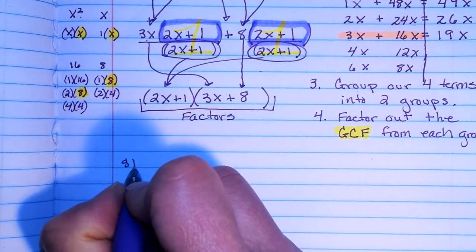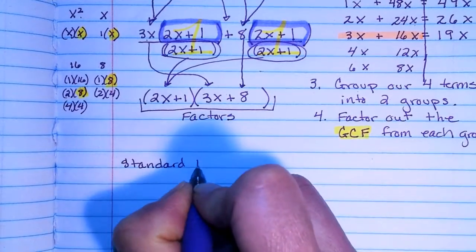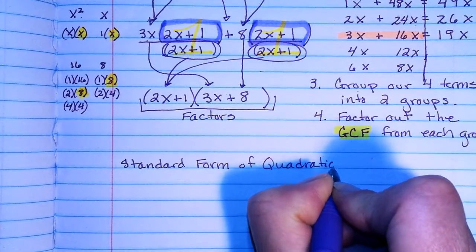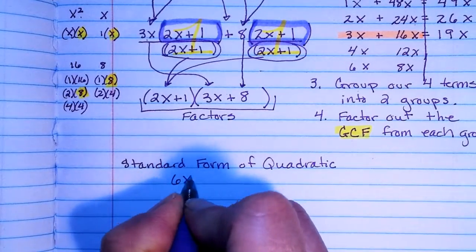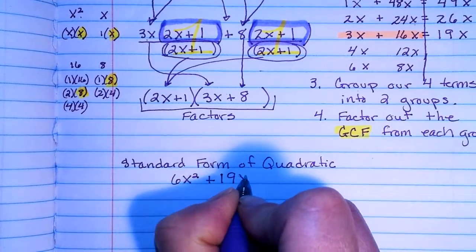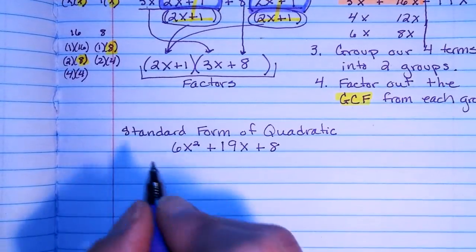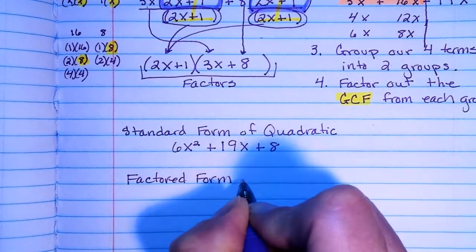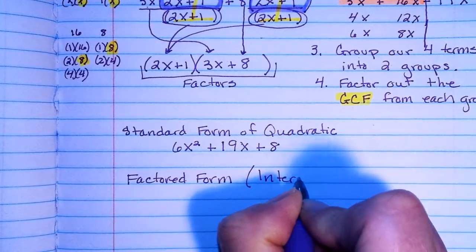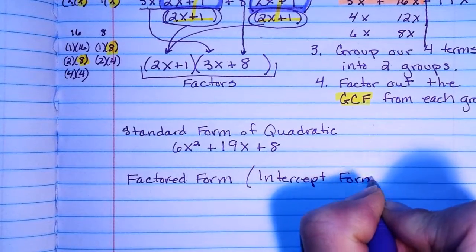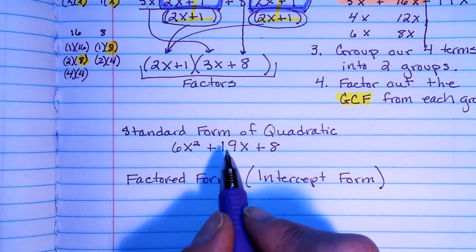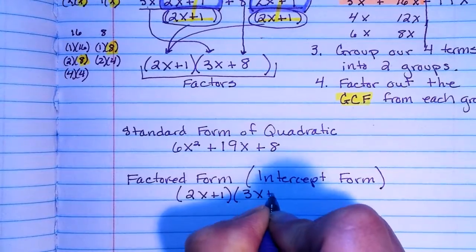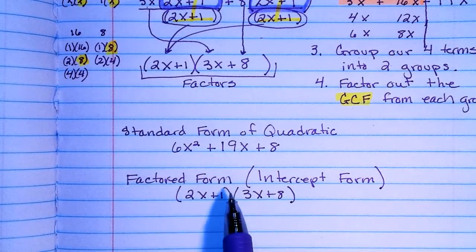So there's one last thing I want to write here. This is the standard form of my quadratic, and that was 6x squared plus 19x plus 8, and my factored form, which is also known as intercept form, when I factored my quadratic, I ended up getting 2x plus 1 times 3x plus 8. These are both the same quadratic.